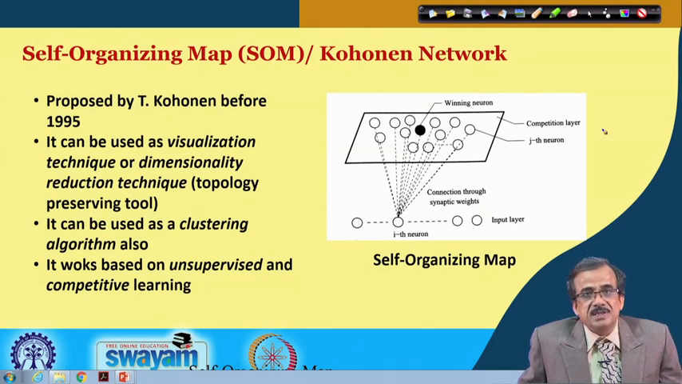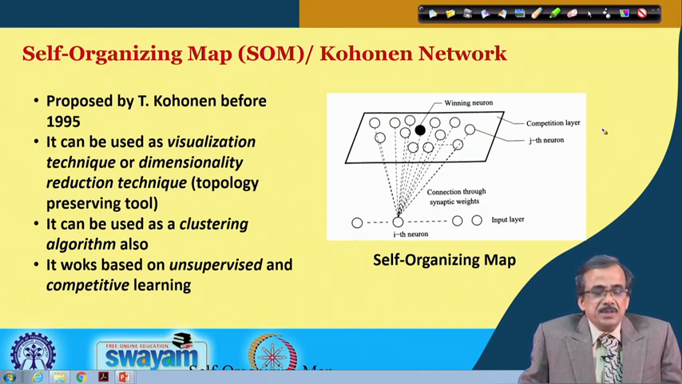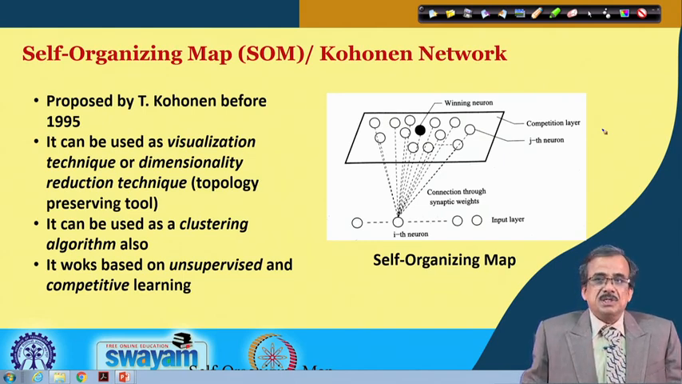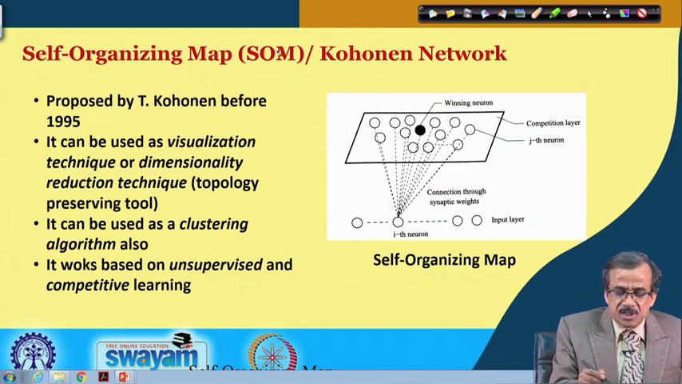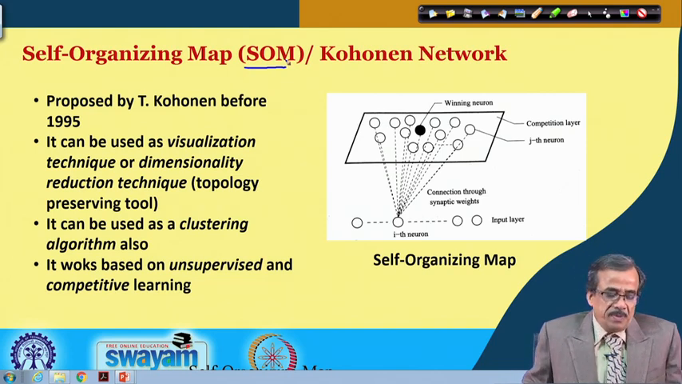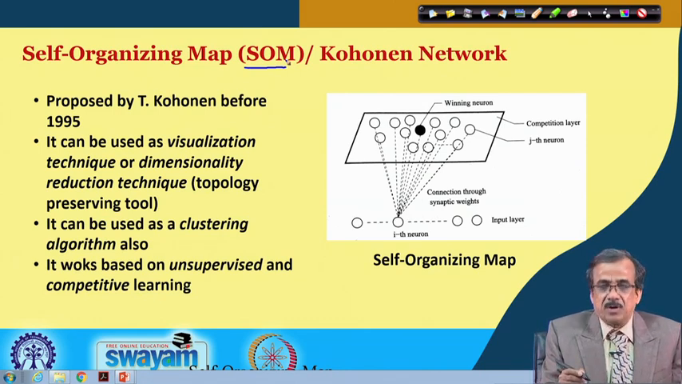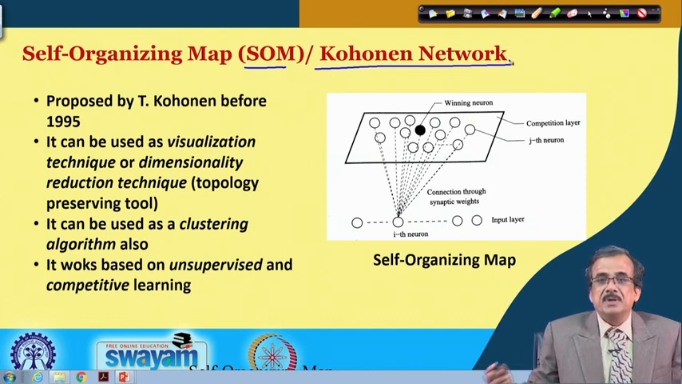Now, we are going to discuss the working principle of another neural network, which is known as the self organizing map, and in short this is known as SOM. Now, this network was proposed by Kohonen around 1994-95, and according to his name, this network is also known as Kohonen network.